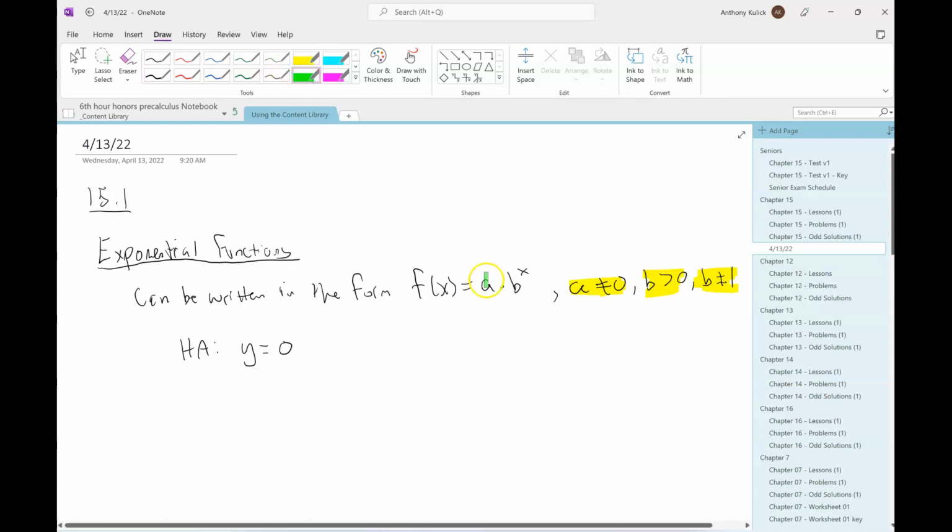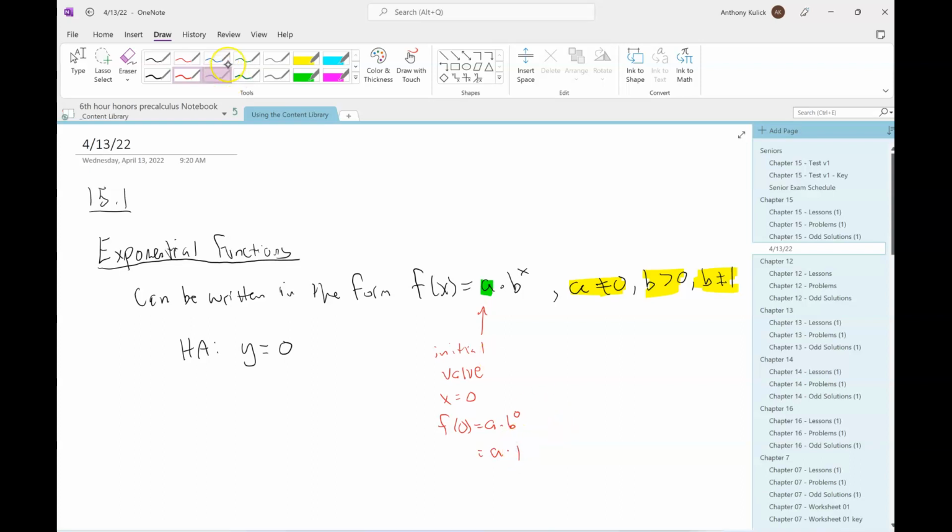As a little bit of vocab here, the a we often call the initial value. And the reason we call it that is, in most contexts, x equals 0 would be like the first input for something. And if I do f of 0, what does that simplify down to? Well, b to the 0 is 1. Why is that the case?